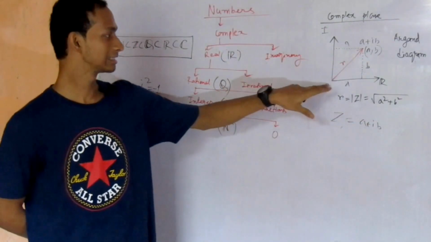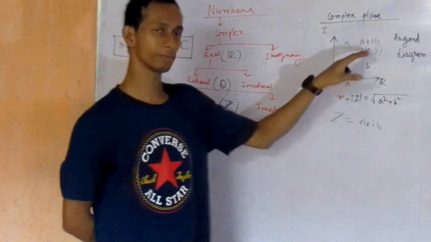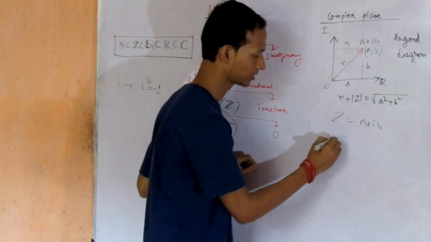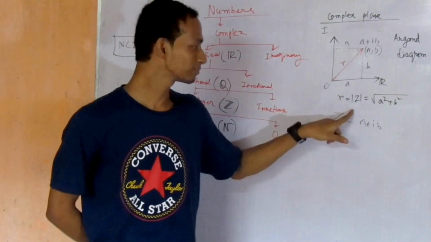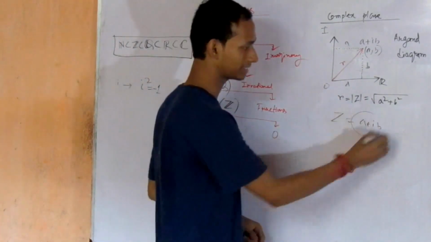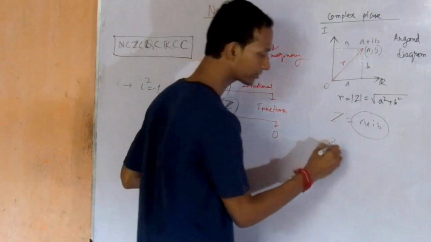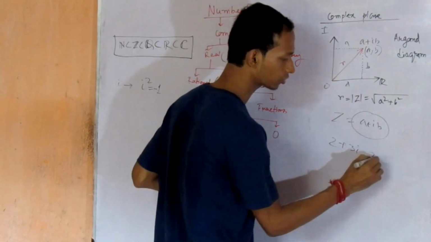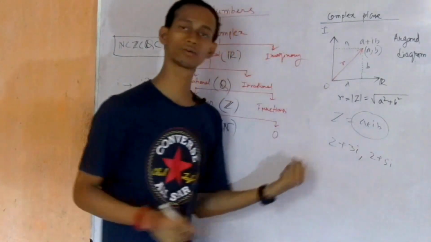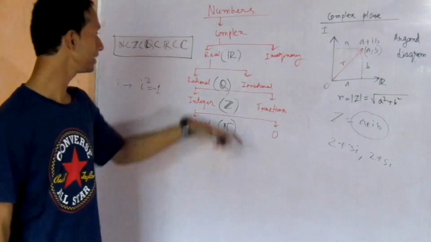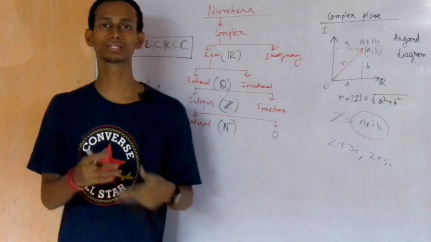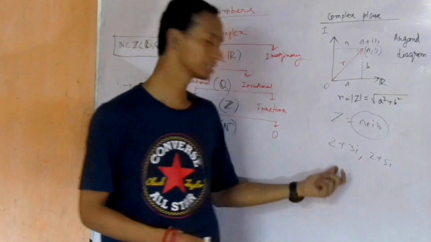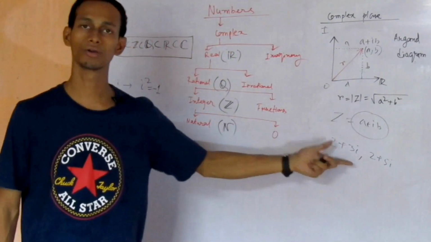In this figure, the distance between the origin and the point is the modulus of z. For complex numbers in the form a plus ib, we cannot say whether 2 plus 3i or 2 plus 5i is greater or less. This is the main difference between real numbers and complex numbers. For two real numbers, we can say which is greater and which is less, but for complex numbers, we can't.